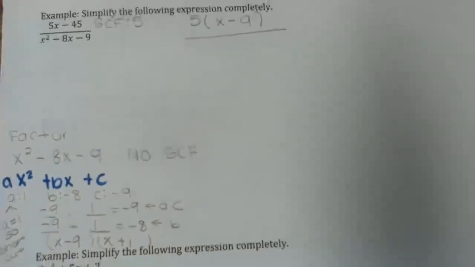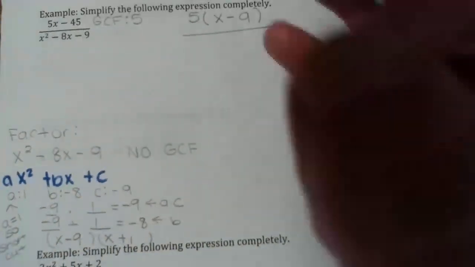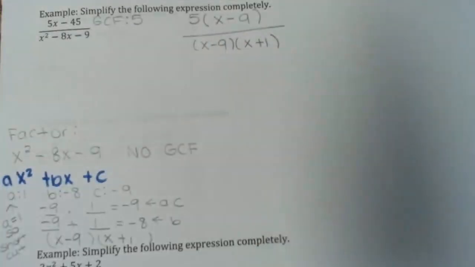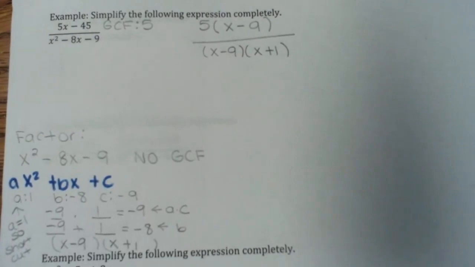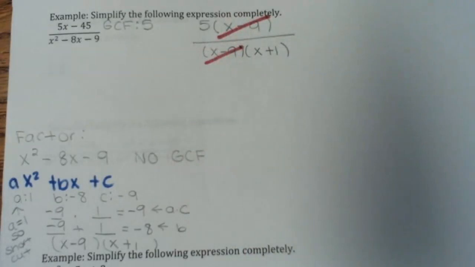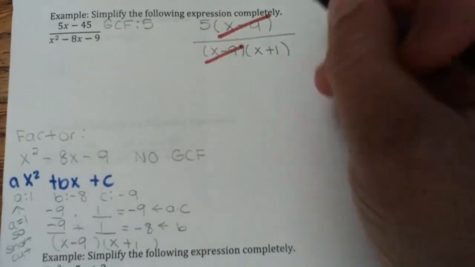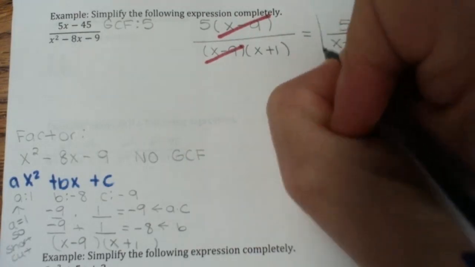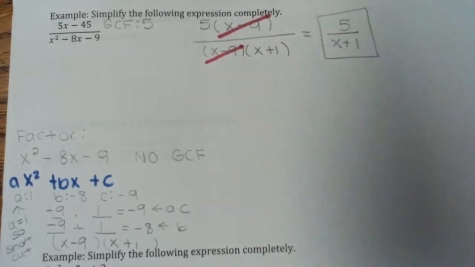So we factored this, x squared minus 8x minus 9, my paper's sticking, sorry, to x minus 9 times x plus 1. Put it in factored form. So now that it's in factored form, what factors cancel? Well, I have x minus 9 on the top and on the bottom, so those cancel. No other like factors, so nothing else cancels. And we're left over with 5 over x plus 1. And that's our final answer. We're done.